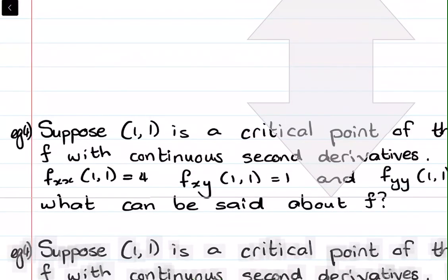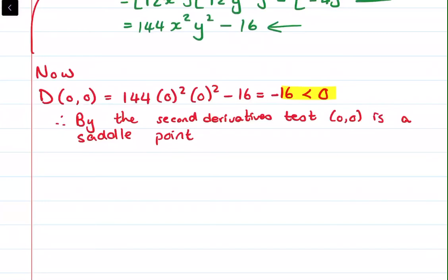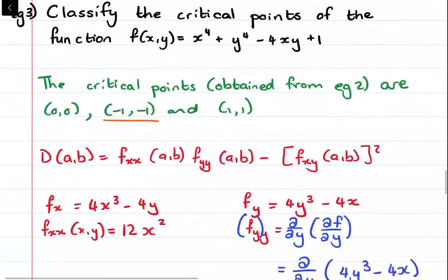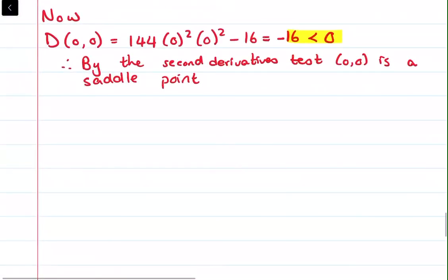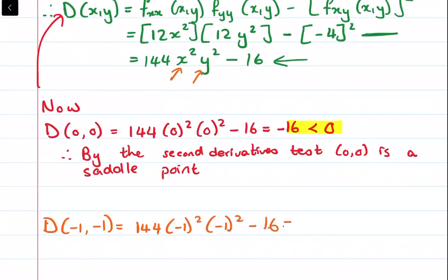Another one. We are not done. We need to find the next value. What was our other critical value? It was -1, -1. So we go D(-1, -1), then we substitute -1, -1 there. So we have 144 times (-1) squared times (-1) squared minus 16. Plug this in your calculator and it should give you 128.